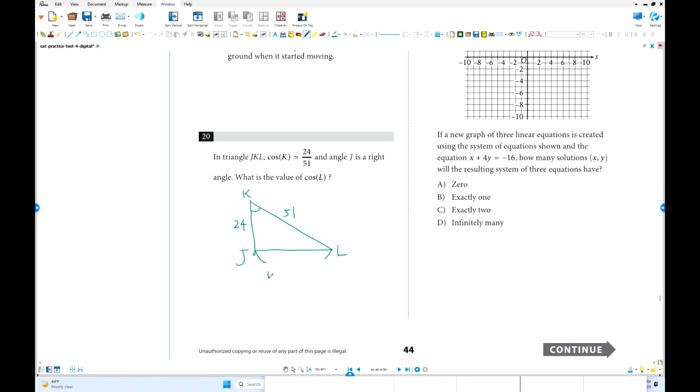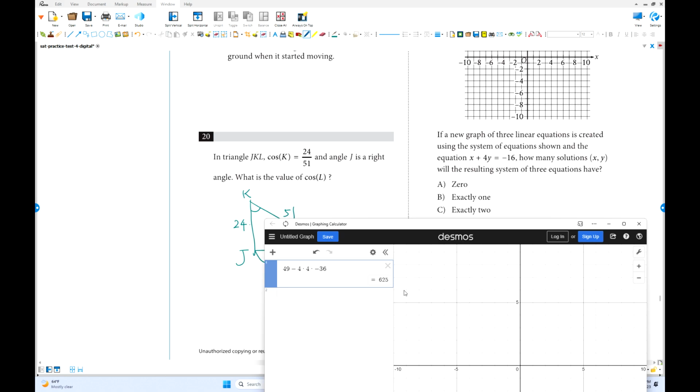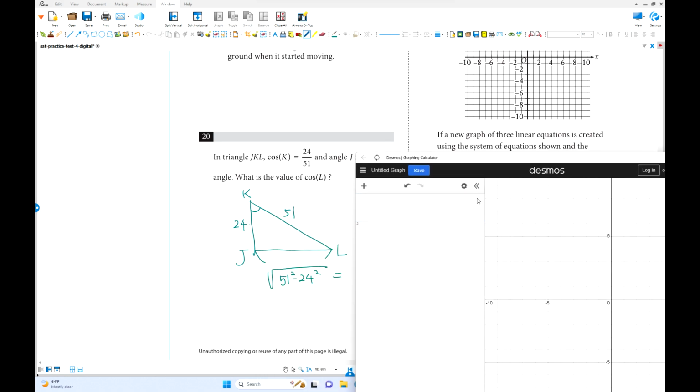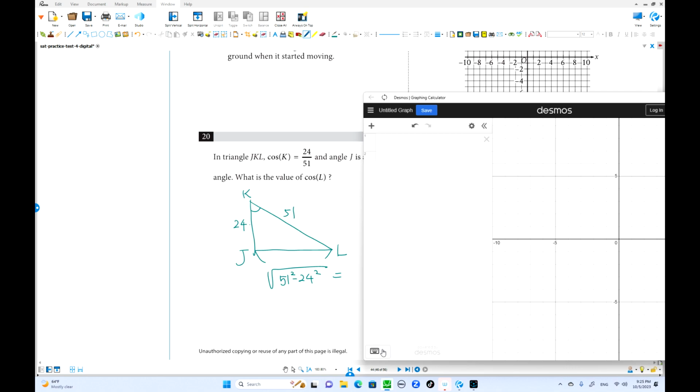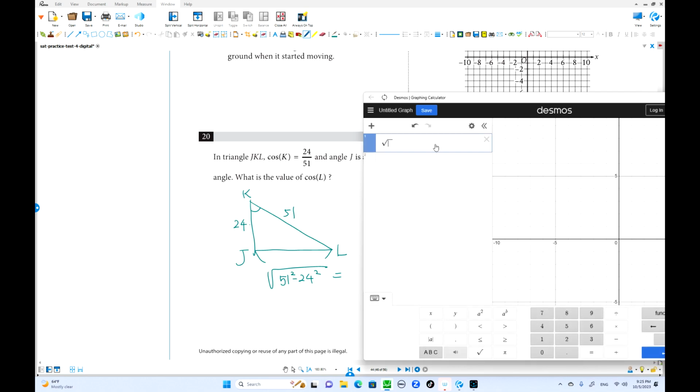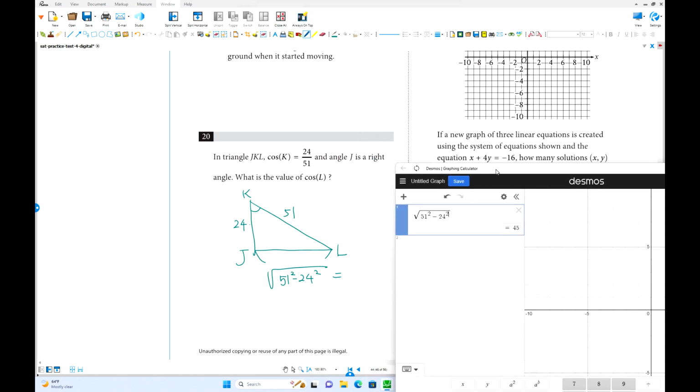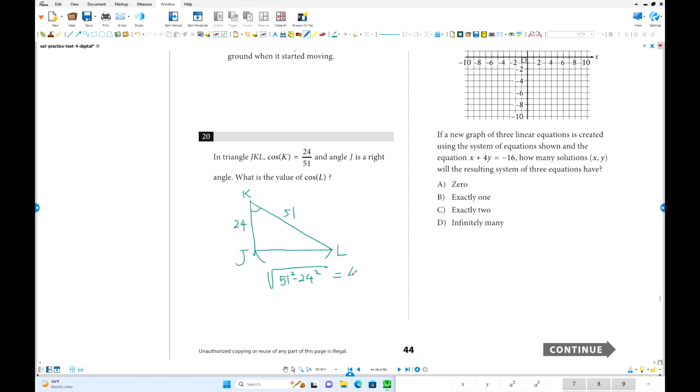What is the length of this one? Pythagorean, okay? 51 squared minus 24 squared, isn't it? Now let's find this one. You can use a square root. So 51 squared minus 24 squared, okay? And the square root of this is 45, okay? Yeah, that is 45. Maybe 2025, something like that. Anyway, this is 45.